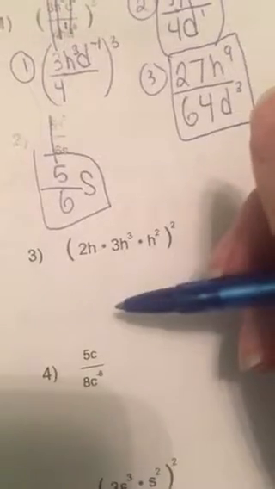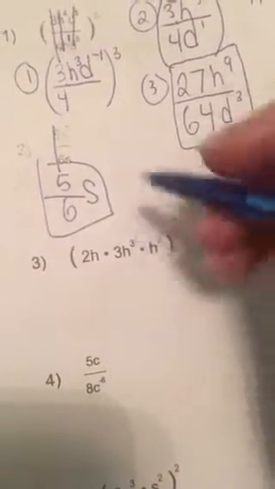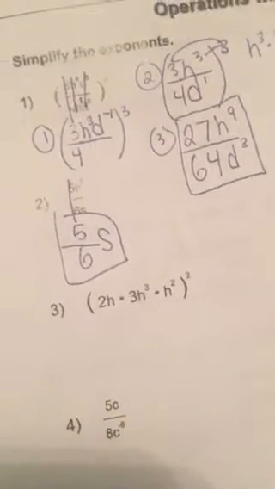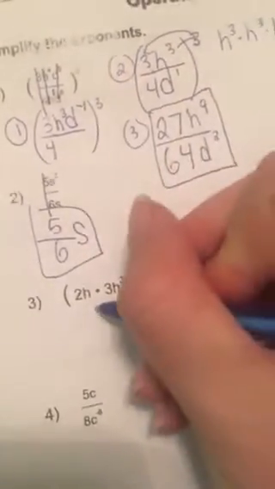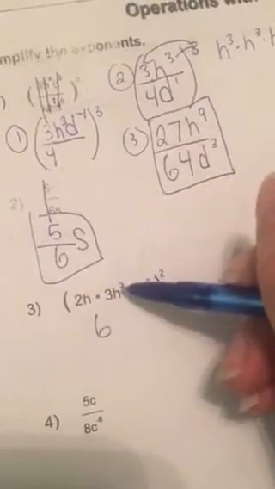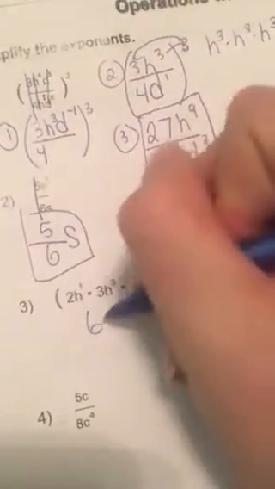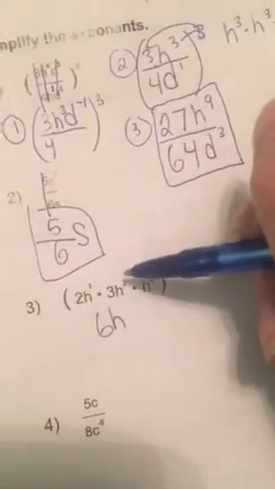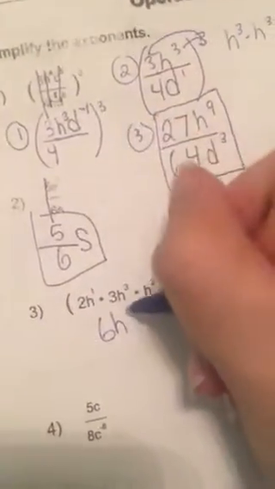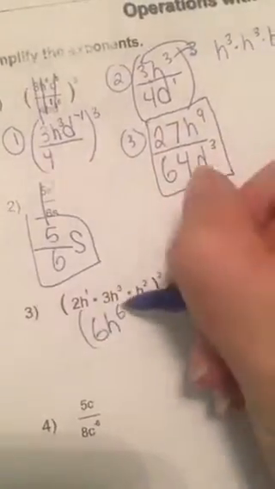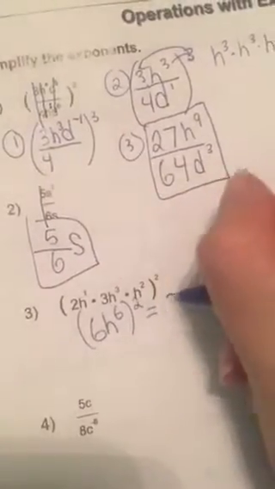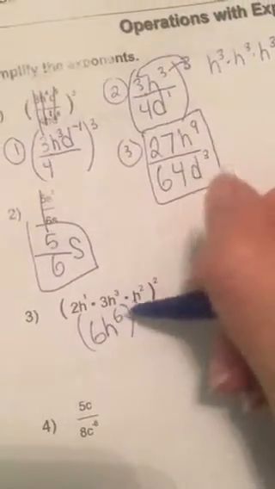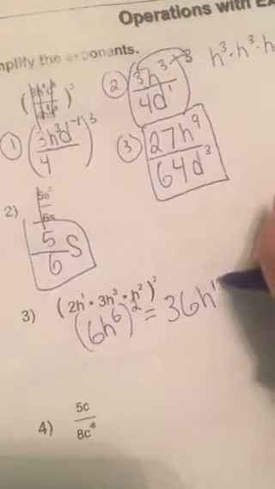For number 3, I'm going to again do what's inside the parentheses first. So I look at my coefficients. I have 2 times 3 times 1, which is 6. And then h times h to the third times h to the second. So I'm going to add my exponents, 1, 2, 3, 4, 5, 6. But remember, this is all to the second power. 6 to the second power is 36. h to the 6 to the second power is h to the 12th.